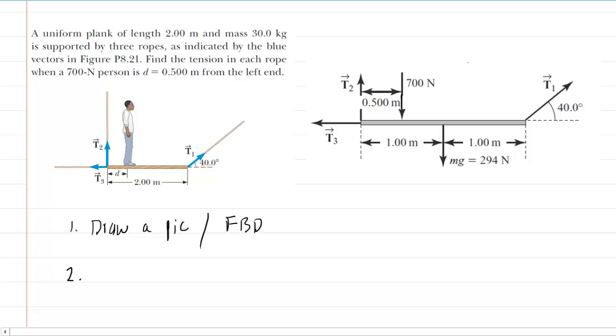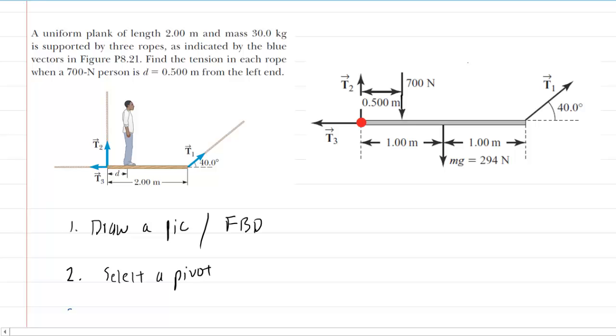The next thing you want to do is select a pivot point on your object. Now you could theoretically place the pivot anywhere, but the most strategic location is going to be at the point on your object where the greatest number of unknown forces is passing. So if you look carefully, the greatest number of unknown forces is passing through that point right there. We don't know T2 and we don't know T3, so this turns out to be the most strategic selection for where the pivot will be placed.